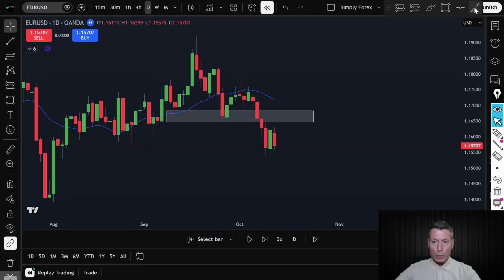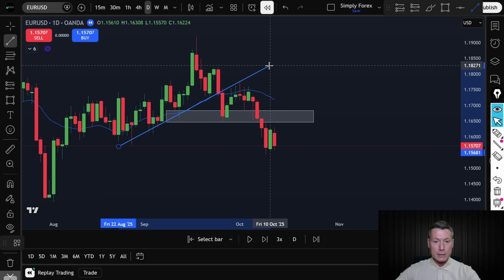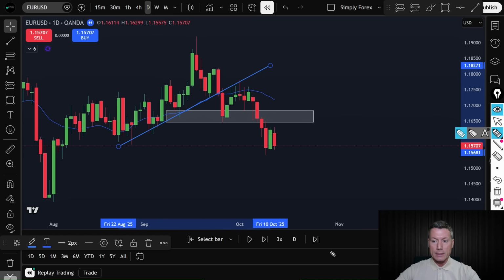It's also worth pointing out we do have trend lines. You can see here previously how price respected this trend line. It was support, support, support, support, and then when it broke down, it became resistance. So we can also use trend lines as well, although I do give more gravitas to horizontal support and resistance levels.